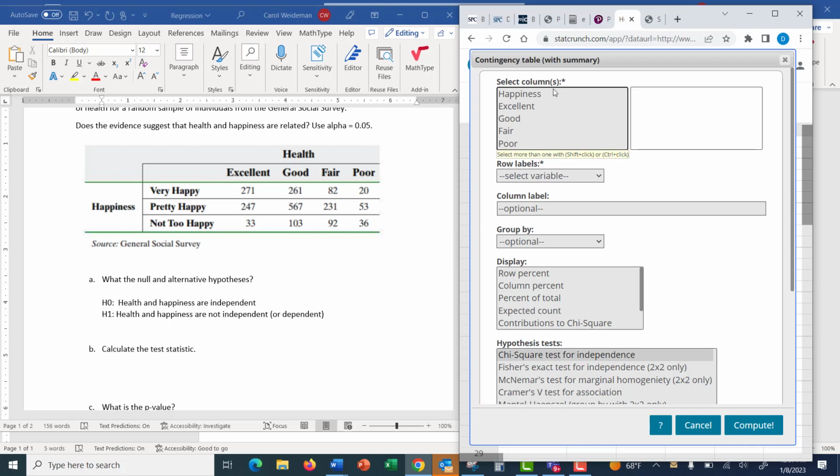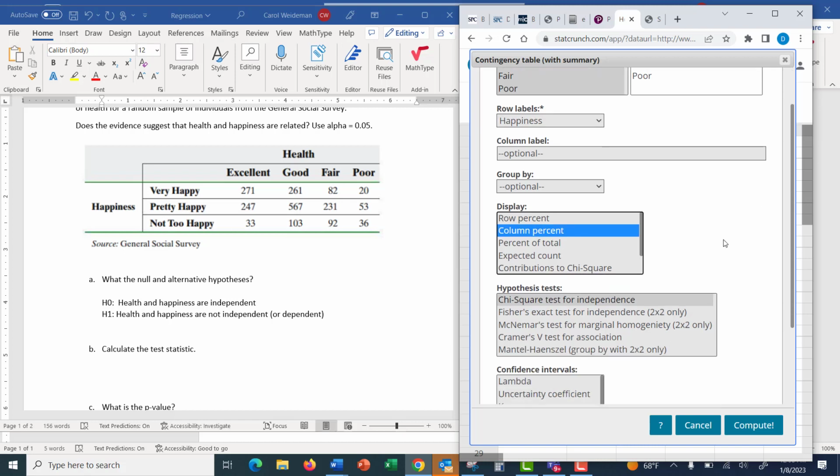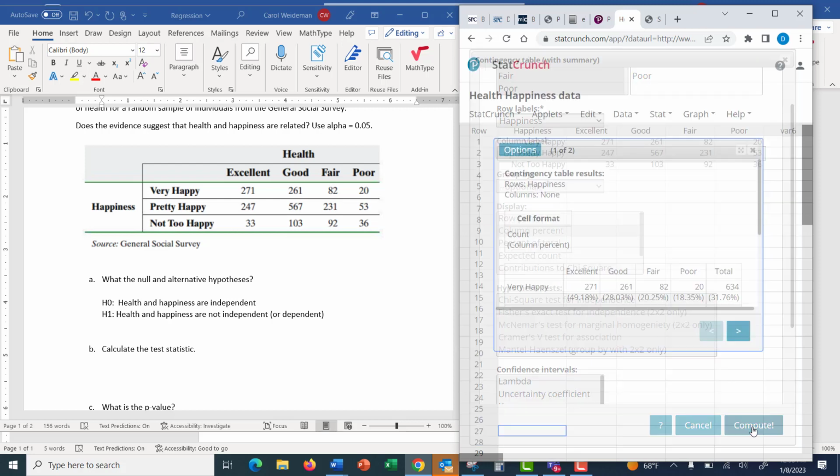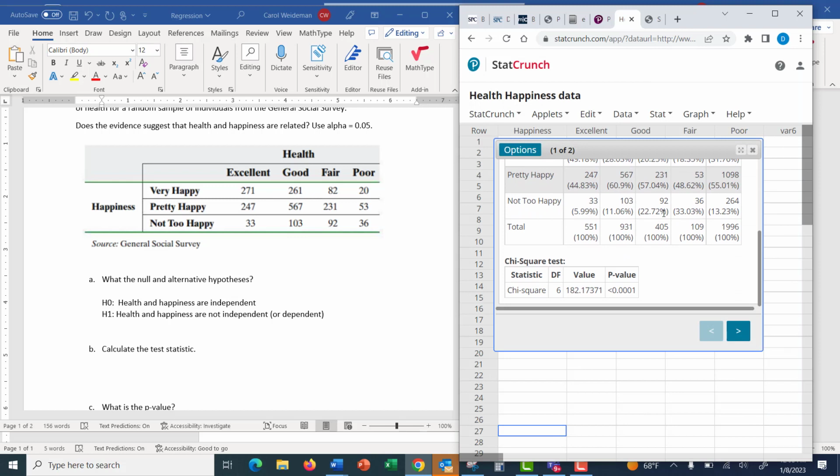So first thing we want to pick are the columns with the counts. And those columns are the levels of health: excellent, good, poor, and fair. And then the row labels are the happiness levels. And remember, they're very happy, pretty happy, not too happy. And then down here under display, I'm going to display the column percent, because I want to show you, once we see the chi-square test and our interpretation, what is really going on with the data set. So let's go ahead and calculate, and let's scroll on down to the chi-square.